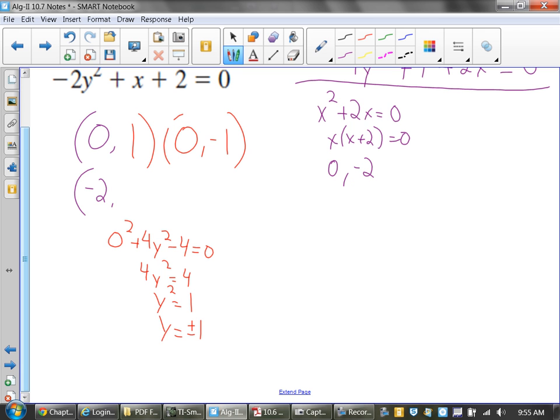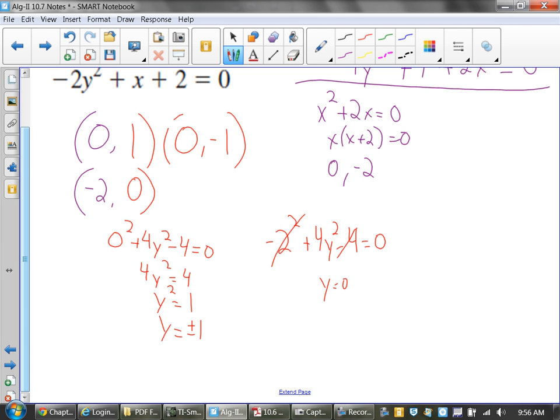And then I do the same thing with the negative 2. Negative 2 squared plus 4y squared minus 4 is 0. I get 4 minus 4. Those drop out. And I have 4y squared is 0. What's y going to be? 0. So for this instance, there are 3 possible places that they intersect: (0, 1), (0, -1), and (-2, 0).